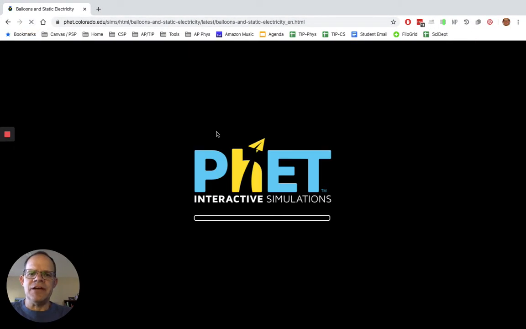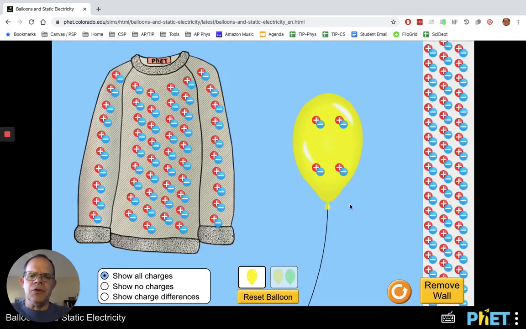It's from the PhET website. It takes a second to load here. What you've got is a balloon, and charges are always paired up. A positive charge and a negative charge are usually paired up in nature, and we say that that is neutral, not because there are no charges there, but because there are no excess charges.